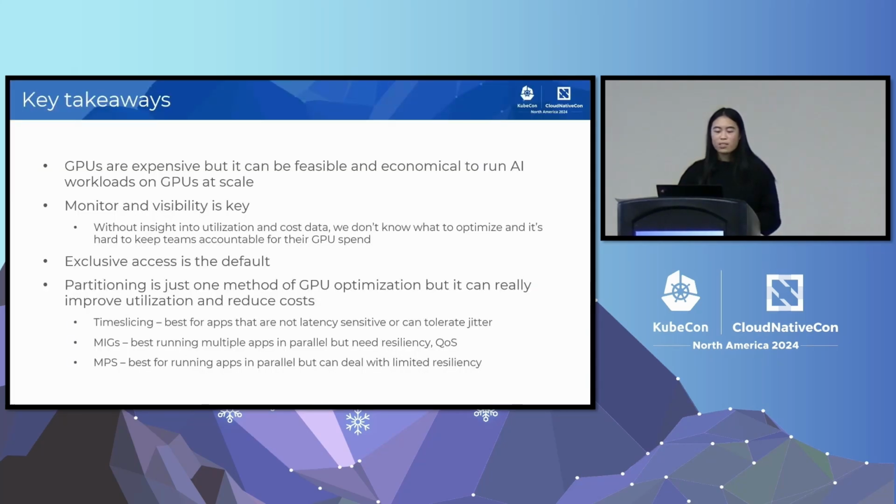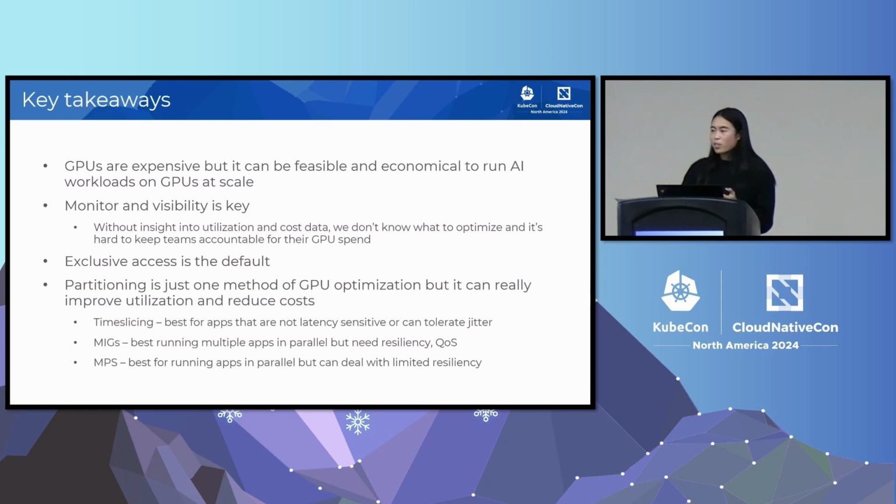And some of our final key takeaways. So GPUs are expensive, but they can be feasible and economical to run if you implement some of these techniques. Monitoring and visibility is key because without these utilization metrics or cost metrics, we don't know what is being underutilized. We don't know where to focus our efforts and keep teams accountable for their GPU spend. Exclusive access for a GPU is the default, so implementing partitioning is just one method to help us optimize our GPUs, but it can really help improve utilization and reduce costs.